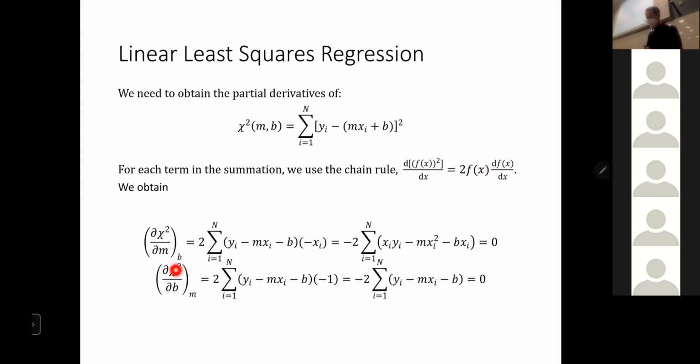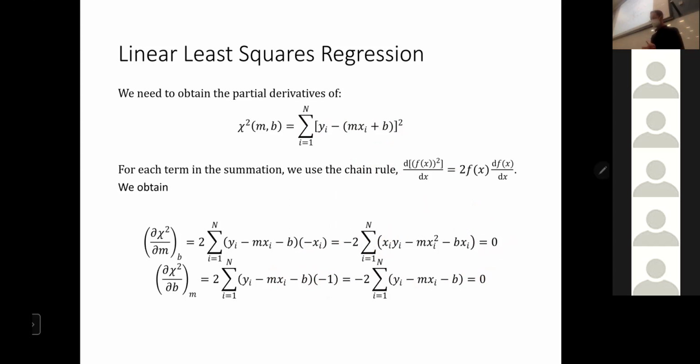And the derivative with respect to b is again going to be 2 times f of x times the derivative of this thing in brackets with respect to b. And for this derivative, there's a minus sign here, so you just get minus 1. If you clean up these expressions, you can write it like this.